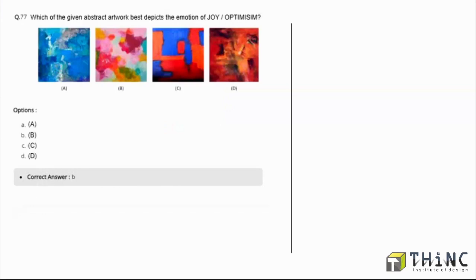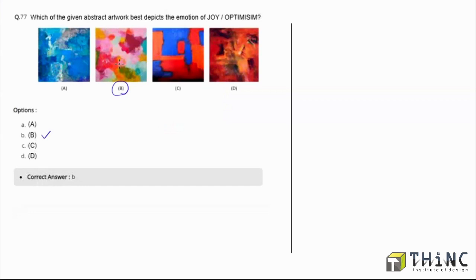Which of the given abstract artworks best depicts the emotion joy or optimism? This is content related to color psychology. So the best option is option number B. This is the correct option because in option B, you can see there are a lot of multiple colors, and they are all very bright color palettes. Usually a bright color palette with a lot of varied colors shows a lot of joy and optimism and happiness everywhere.